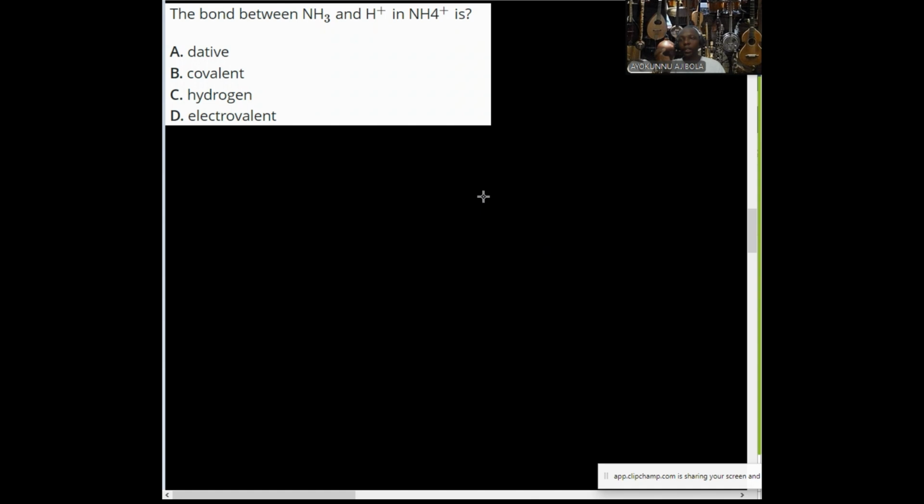The question says the bond between ammonia and hydrogen ion in ammonium ion is dash. And you were right by saying this is dative bonding. In electrovalent bonding, there is transfer of electron. Good.